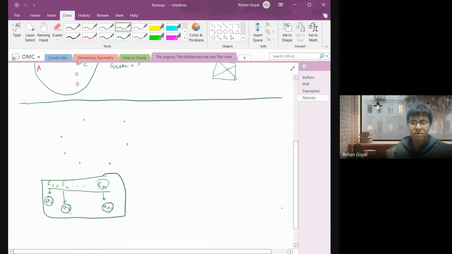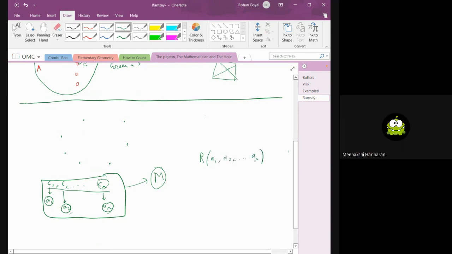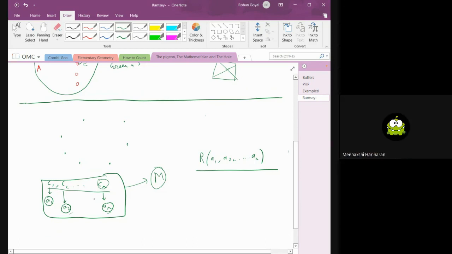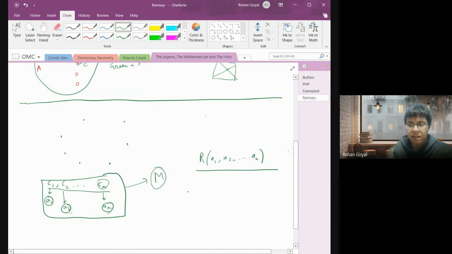These are called Ramsey numbers, the respective m you'll get. This will be called R of A1, A2, AN. Wait, what is the Ramsey number in this? The at least what number of people do you need to have this condition satisfied? Like we can say Ramsey of 3, 3 is equal to 6. That either we have a red triangle or a blue triangle.